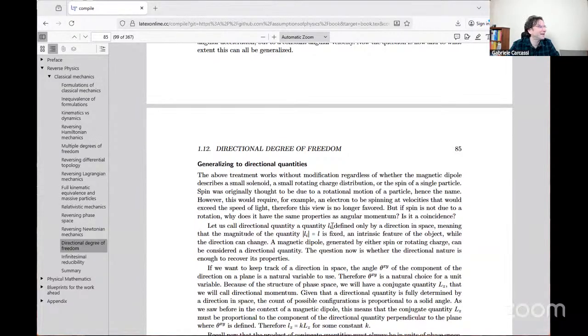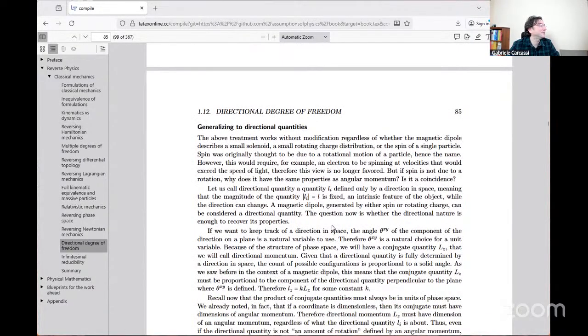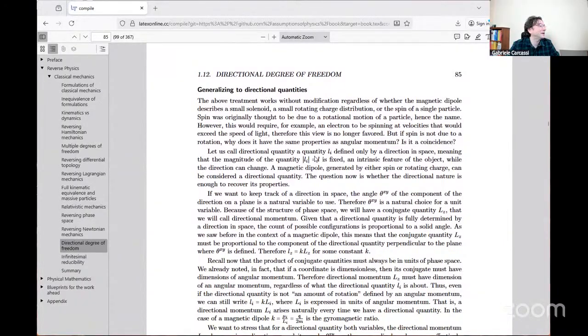Would I still find an angular momentum? And the point is yes, because if I have a quantity, I will be able to have an angle in some direction. And the conjugate of that angle, just for the fact that units of phase space have to be the same regardless of what degree of freedom you have, then the conjugate quantity has to be an angular momentum.